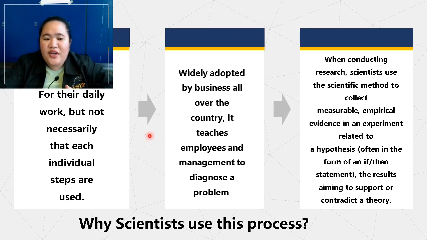So, moving on, why do scientists use this process? Ngano magamit man sila scientific method class? First is actually this one, their daily work. Para sa ilang work, ang scientist, primarily nga work class, they wanted to search for new knowledge or build up a knowledge, prove a theory or support a theory or hypothesis, or law, whatever class. So for daily work, not necessarily that each individual step is used.